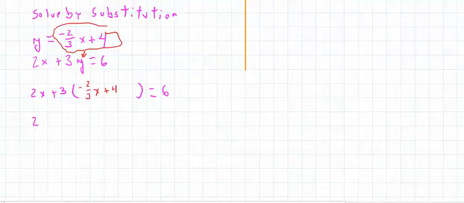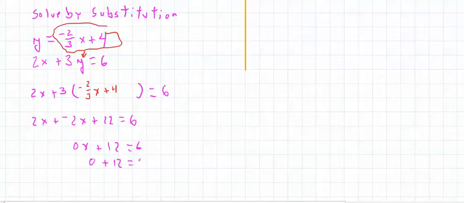Then I distribute: 2x plus 3 times negative 2/3. Fortunately, the 3's will cancel. Negative 2x plus 3 times 4 is 12. 12 is equal to 6. 2x plus negative 2x cancel. 0x plus 12 equals 6. 0x is just 0. 0 plus 12 equals 6, and 0 plus 12 is 12. 12 equals 6, an obviously false statement. Just like before, false statement, no solution.